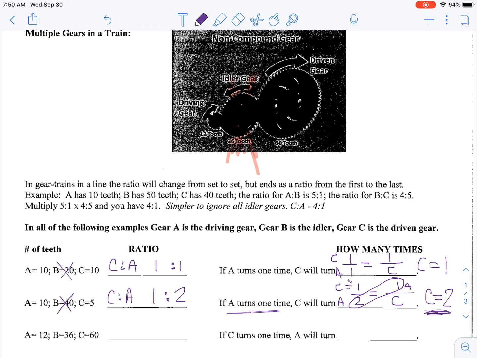Which should make sense because look, A has 10 teeth and C only has 5 teeth. So C would be able to make 2 turns in the time that A makes only 1 turn.